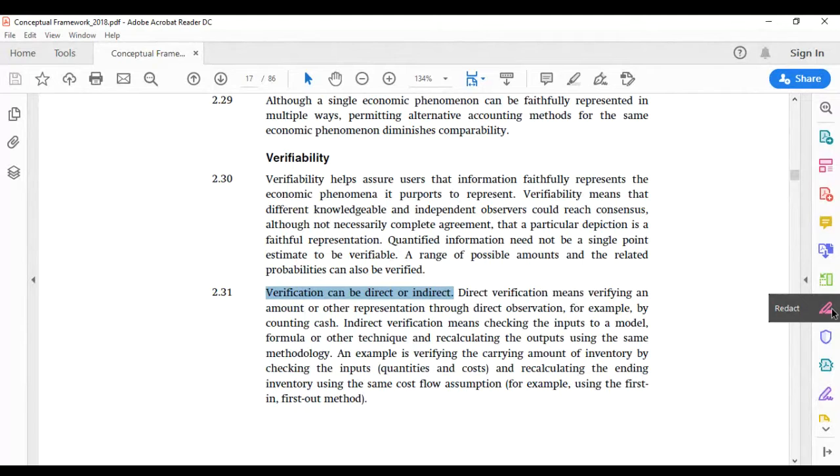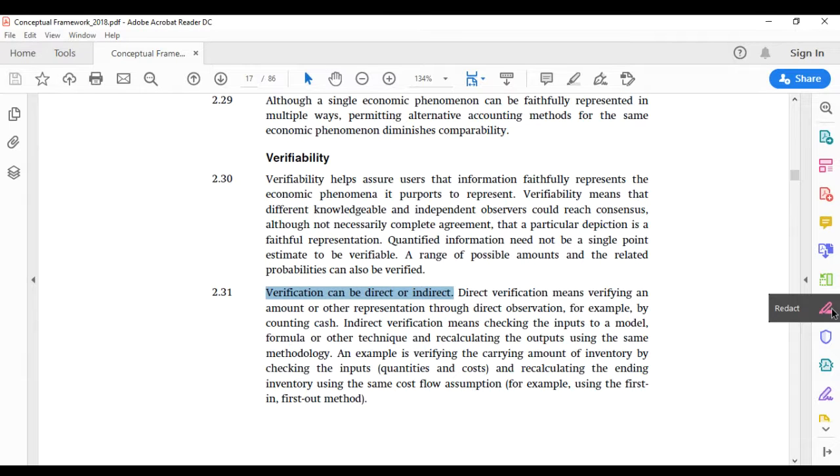Or you can get a bank statement, and that is a direct verification of the bank balance at the end of the month, the various transactions that have occurred during the month. Or there can be indirect verification. The fact remains that the information can still be verified.